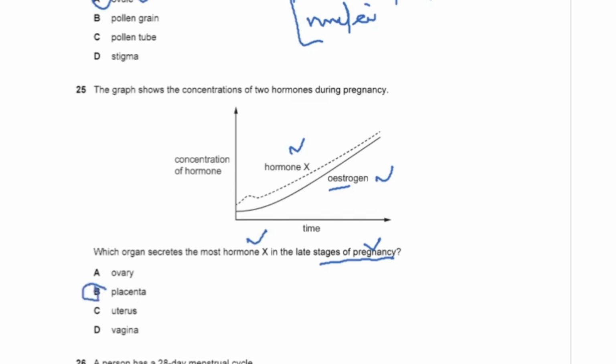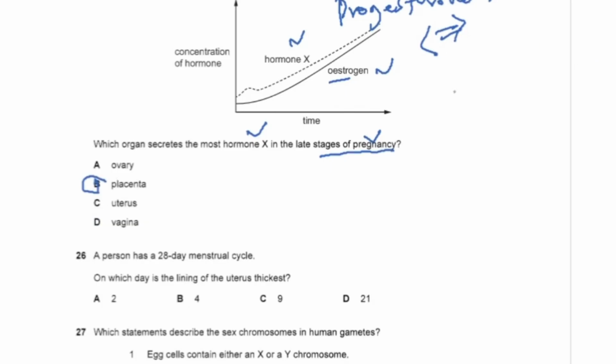If I may add extra information, you can type in the comment section what you think hormone X is going to be. If you typed that hormone X is progesterone, you are right. Progesterone. And this helps in the development of the uterine lining, or the endometrium, during pregnancy.